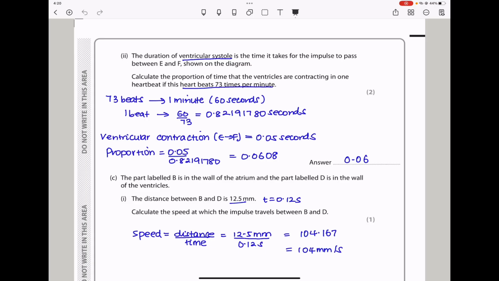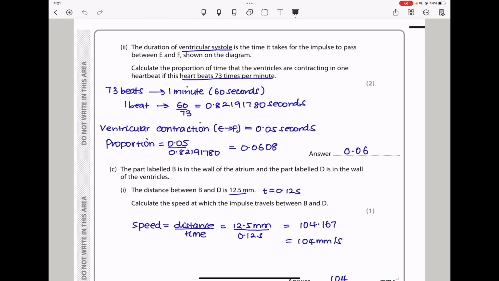Since they've told us there's 73 beats per minute, we can say 73 beats in 1 minute, which is 60 seconds. And therefore 1 heartbeat is going to equal 60 divided by 73, which gives us this time. And then for ventricular contraction, moving from E to F, we have 0.05 seconds. So the proportion is going to be 0.05 divided by that time, which gives us 0.0608, which is 0.06. And that is my answer.